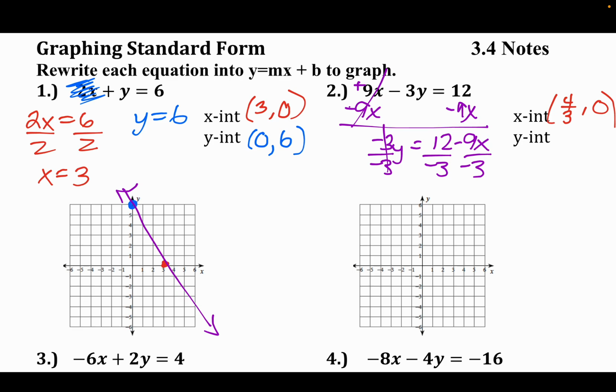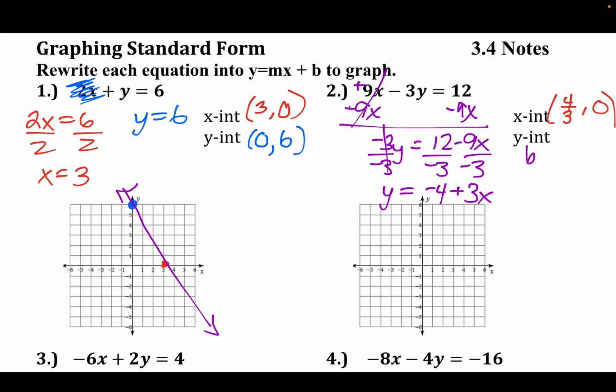Cancel out, and we're going to get our first equation. Y equals 12 divided by -3 is a -4. -9 divided by a -3. Those two negatives cancel and make a positive, and I get plus 3x. So if I'm graphing this problem, I know my y-intercept, right?